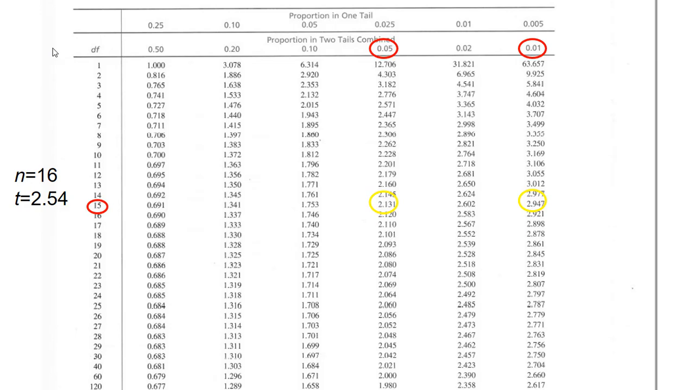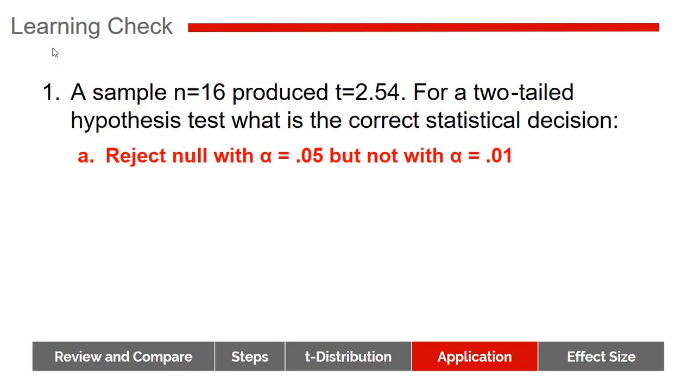But if we were at 0.01, our critical t-value there is 2.947. And in this case, our t-value of 2.54 is not as extreme. It doesn't fall into the critical area. And so we would fail to reject the null hypothesis in this case. We would say that, yes, our mean might be different than the population mean, but that's just sampling error. It's not anything that is meaningful. So that is our answer. We reject it at alpha 0.05, but not at alpha 0.01.